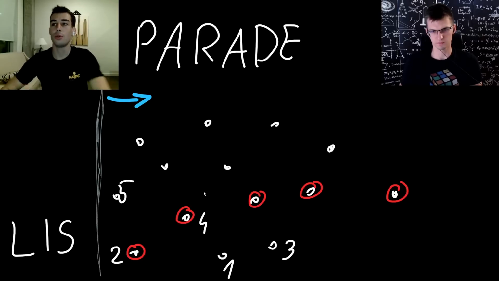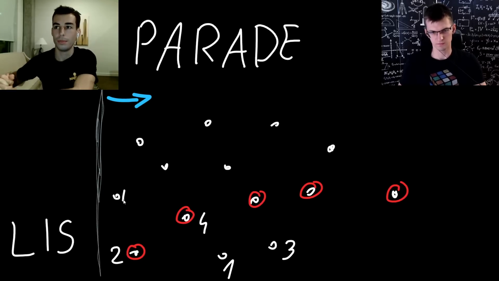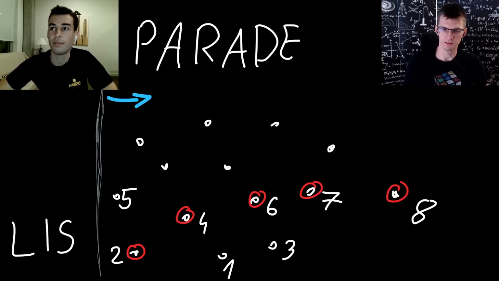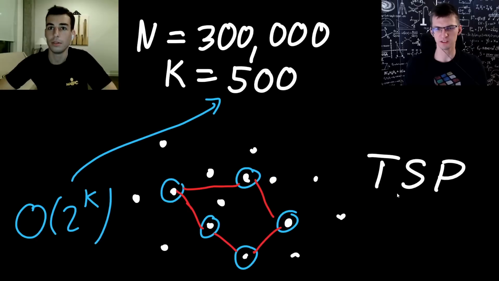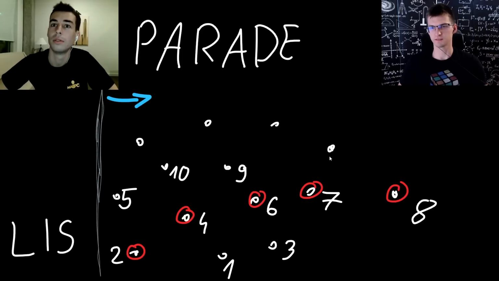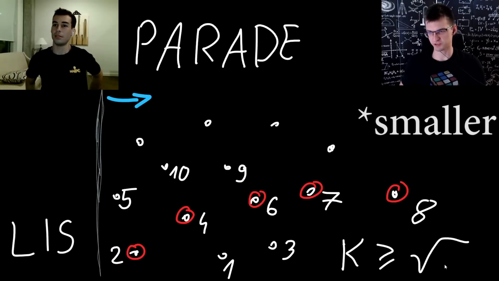If that is 500 or more, then we're set. But if it's not 500 or more, we could remove all of those. I will remind everybody the limits. The number of points is 300,000, k is 500. Well, 300,000 is bigger than 500 squared, right? Correct. And that's what I'm going to end up using: k is greater or equal to square root of n.